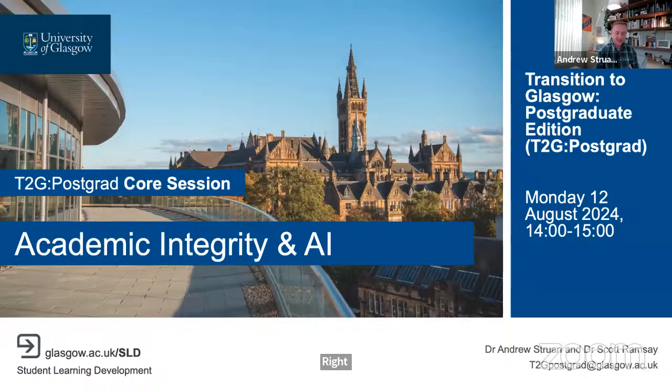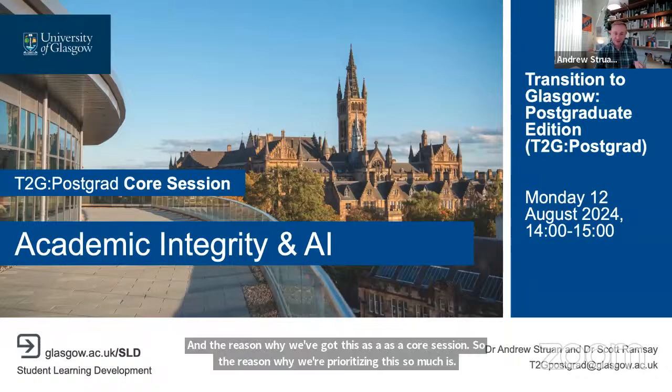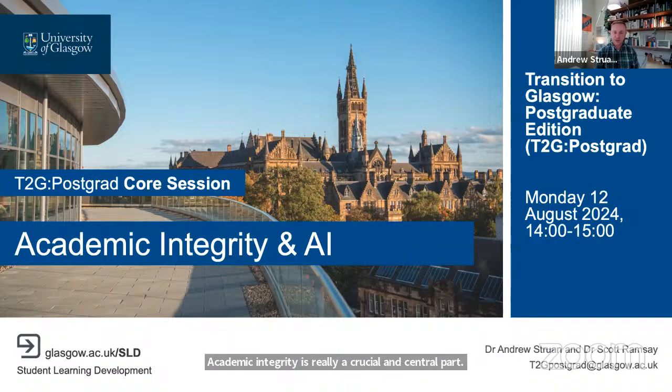The reason why we've got this as a core session, the reason why we're prioritizing this so much, is that academic integrity is really a crucial and central part of successful postgraduate study. So when Stuart, Lucy, and Claire were talking earlier about mastersness, one of the crucial skills to get to grips with is understanding the academic community in which we work, and the academic rules governing academic integrity, academic honesty, and making sure that we don't commit plagiarism.